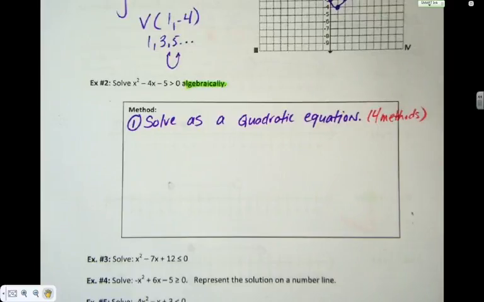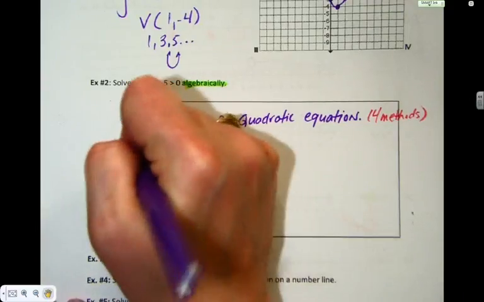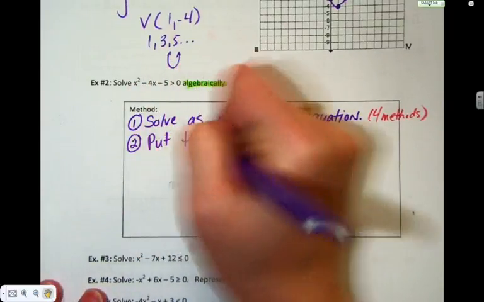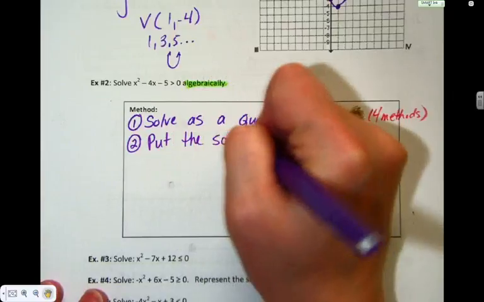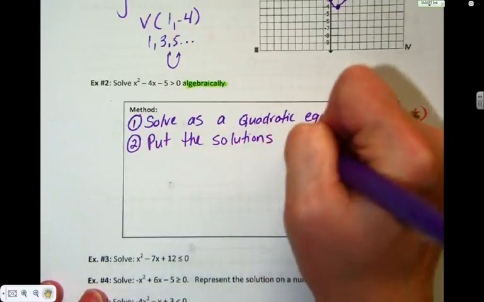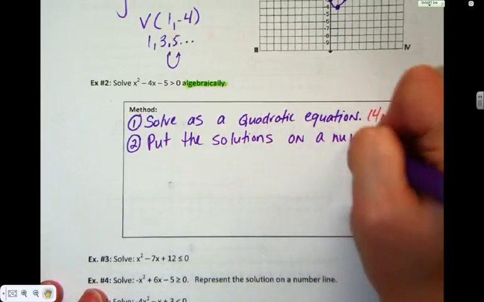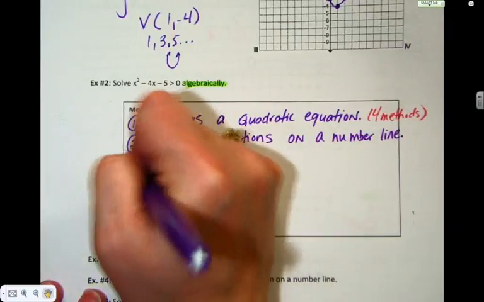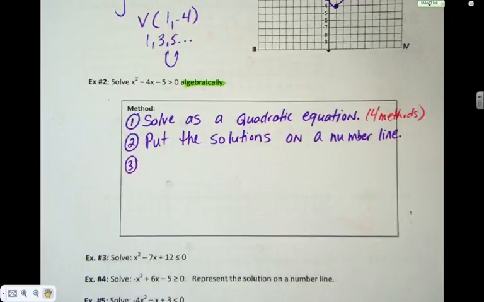Now these next steps, you're going to be like, what is going on? Just go with me. When I show you the example, I'll explain them. But for now, you're going to be like, what? Put the solutions on a number line. Just look up number lines if we're to do it in the book. Honestly, I don't know because I don't use the book. So I don't know. You'll tell me when you start the homework.